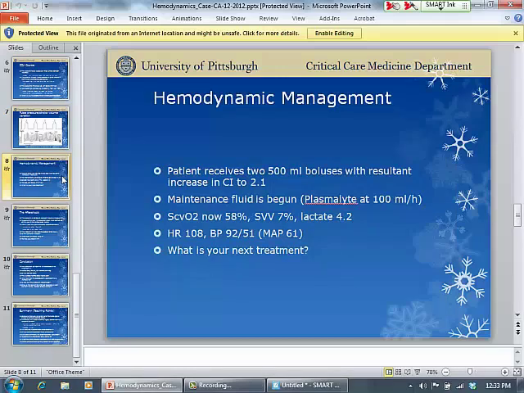There are three. When in doubt, give epi. Okay, well, not always. But epi in this case is not a bad choice, right? Because it's not going to drop the pressure, and it will probably take up the heart rate a little, but that's okay. You can handle it.